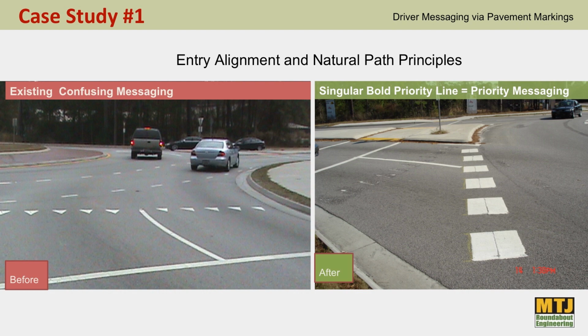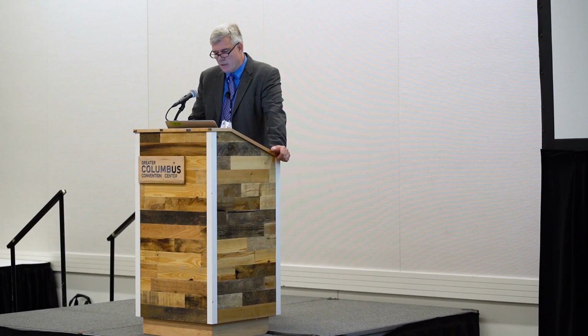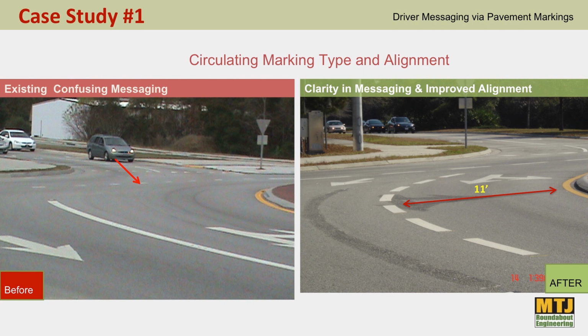And so we removed some of the markings, we placed a singular heavy yield line, if you will, as well as we changed the circulatory markings to have a narrower inside lane. In this case, we went down to 10 feet, and whatever was left was about 16, 17, maybe a little more than that on the outside lane. That helped provide better alignment at the entry, improved our entry angles and view angles as well.